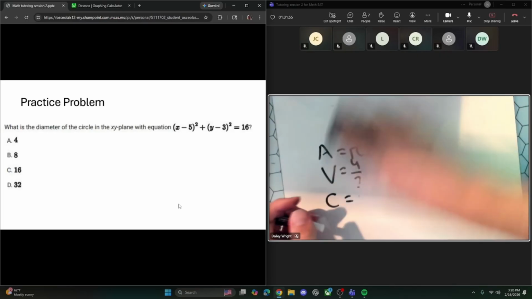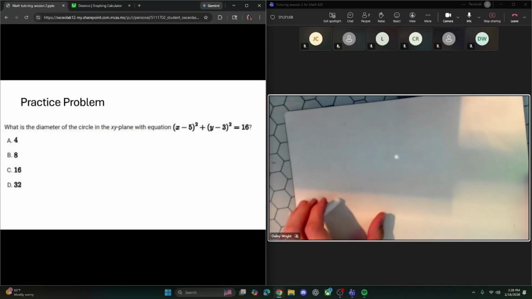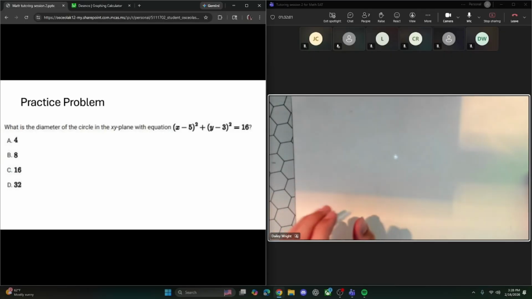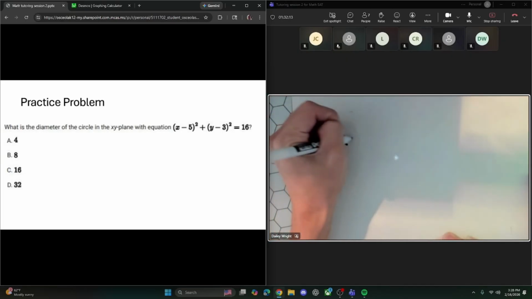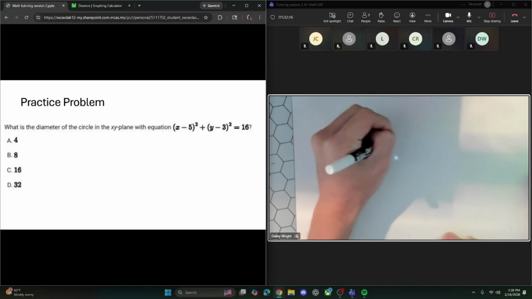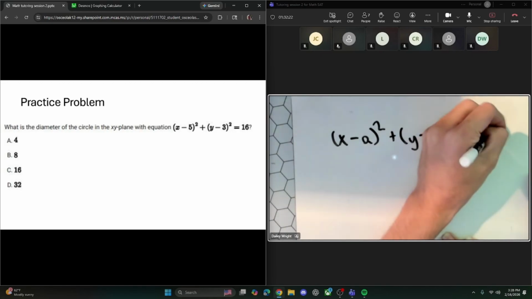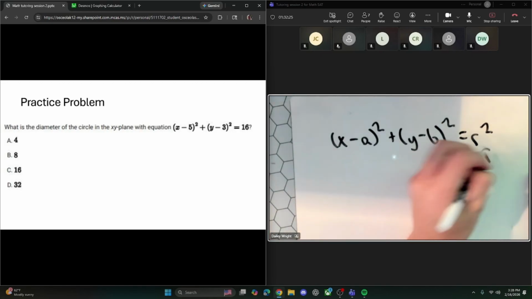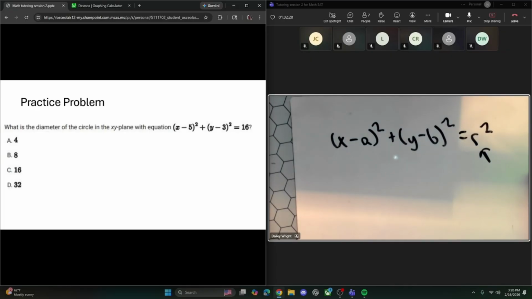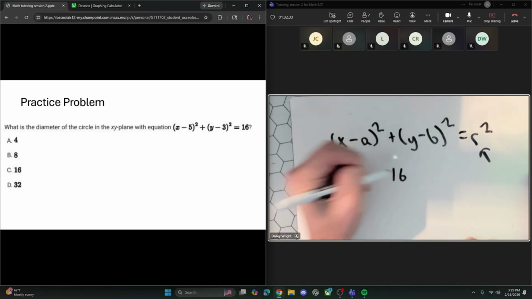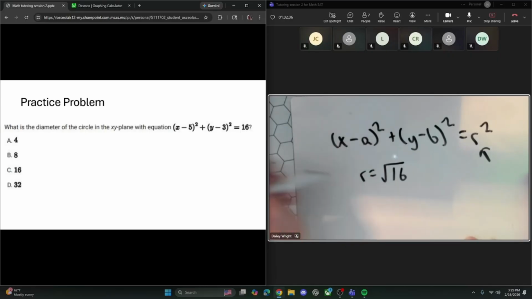So, what is the diameter of a circle in the xy plane with equation (x minus 5) squared plus (y minus 3) squared equals 16? This is where it's very important to know the circle equation, because we know it's (x minus a) squared plus (y minus b) squared equals r squared. And where is our radius? Our radius is right here. Since this equation is completely in circle formula, to get the radius, you would just square root 16. So r is the square root of 16.